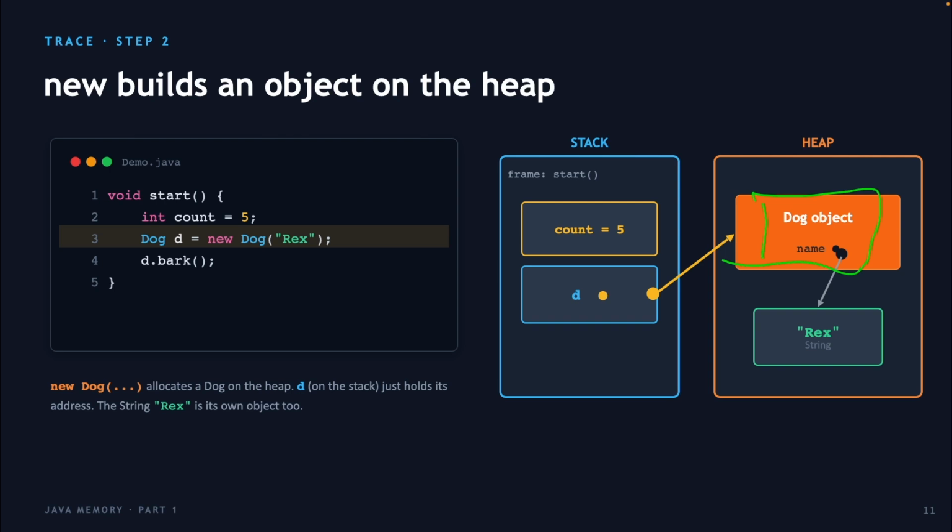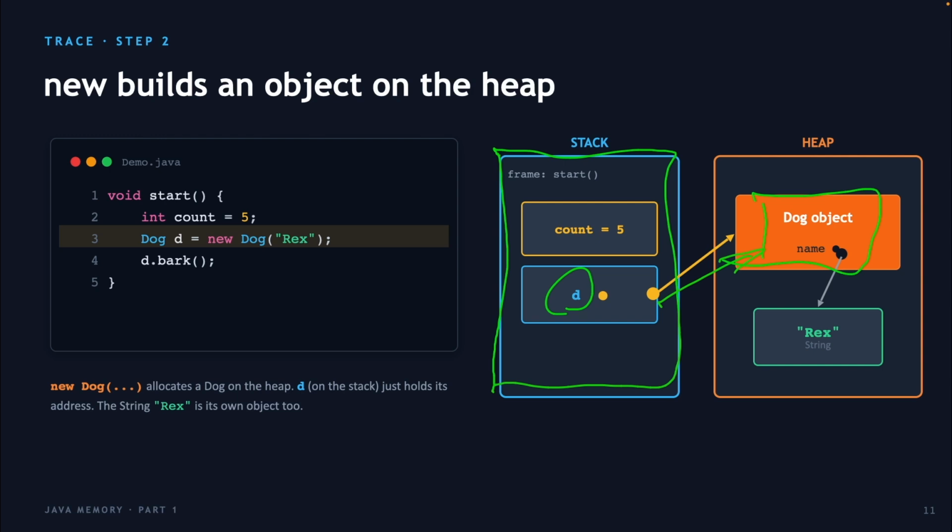Now if you see the stack, inside our start frame, Java will create a variable because variables are stored in the stack only, and we are calling it d. But d is not actually storing the dog object itself. d is actually storing the reference to the dog object. Reference means the address of the dog object where the dog is stored in the heap area. That reference is like an address, and it tells Java where the actual dog object lives on the heap.